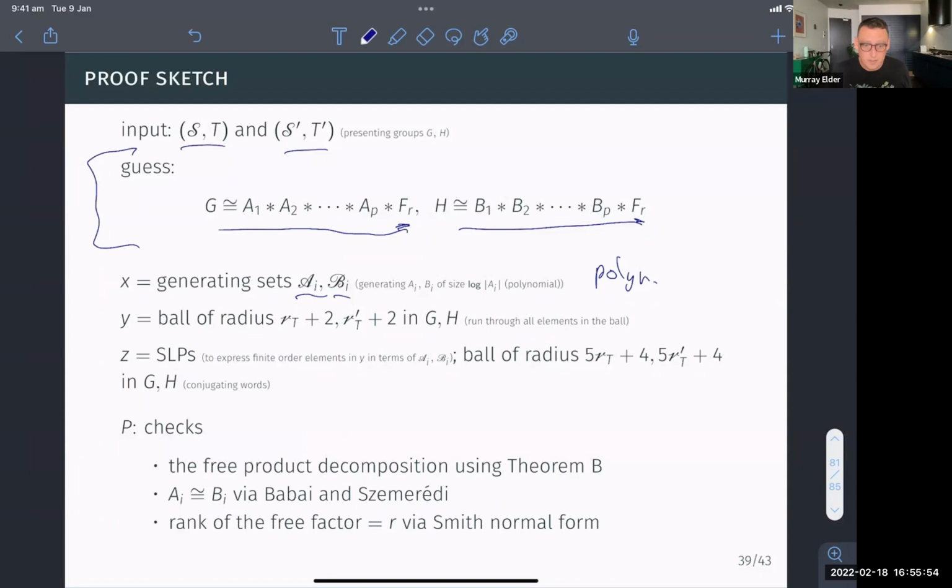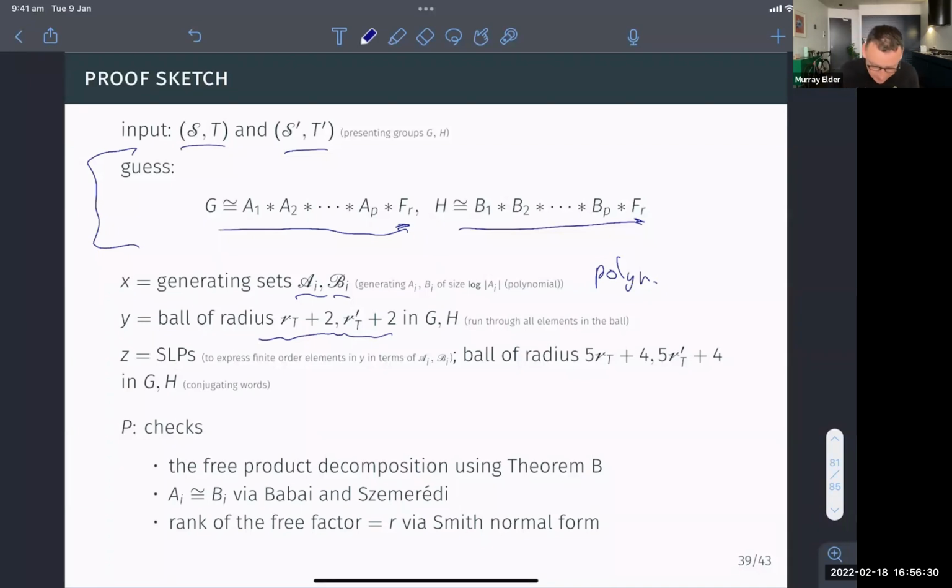Then you're only supposed to be verifying that they're isomorphic. So we guess the generating sets, and then we let Y run through the ball of radius. Actually, we improved the +2 to just RT now. So we run through the ball of radius RT, and that's going to contain all the finite order elements that we need to look at, because every finite order element is conjugate to one in the ball of radius RT. So we run through all of these and we check that every finite order element lives in exactly one of these finite groups.